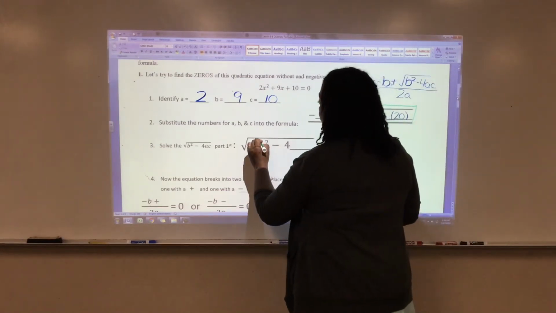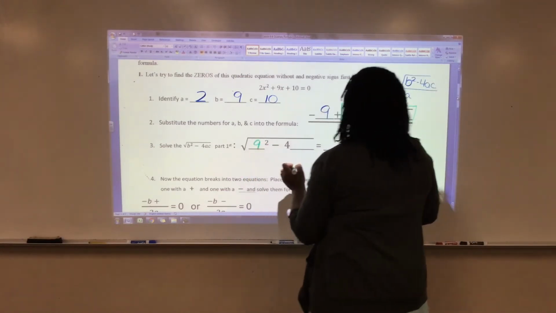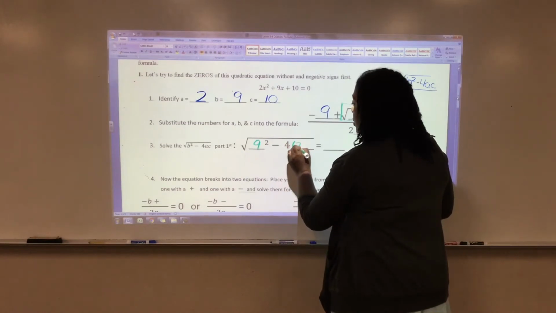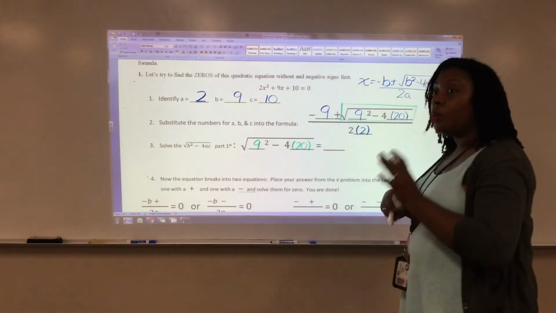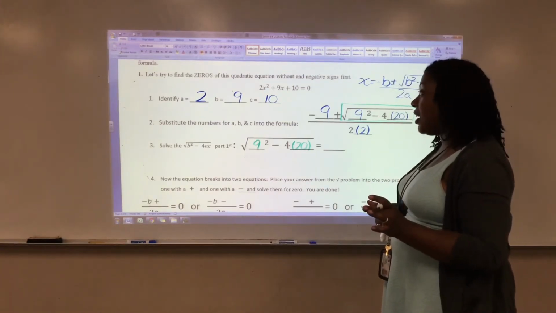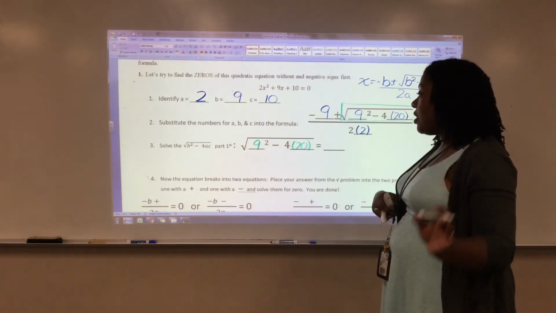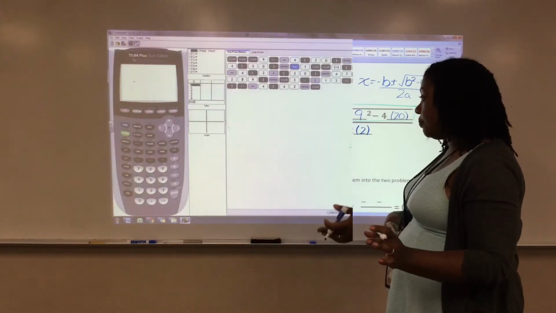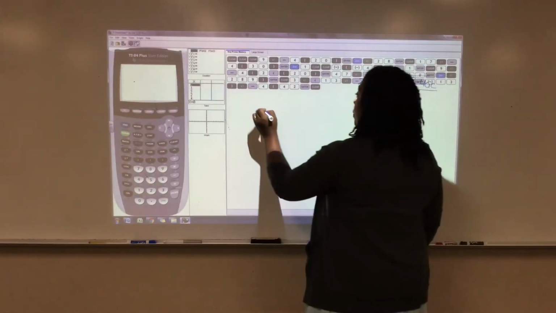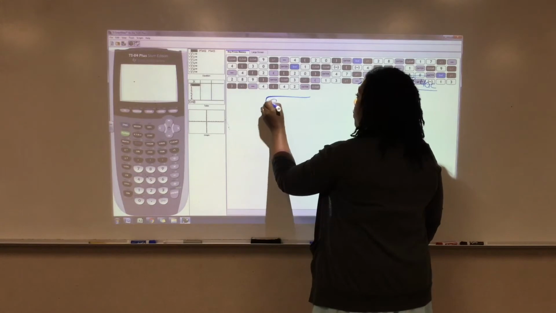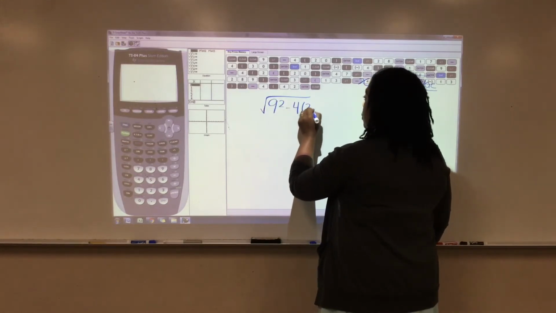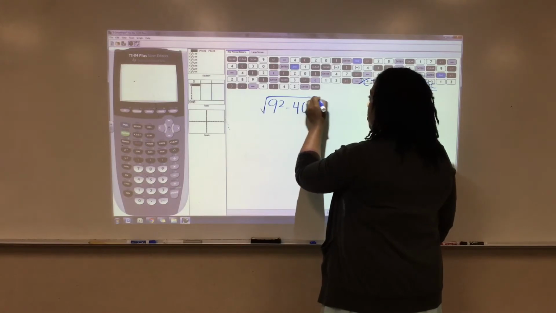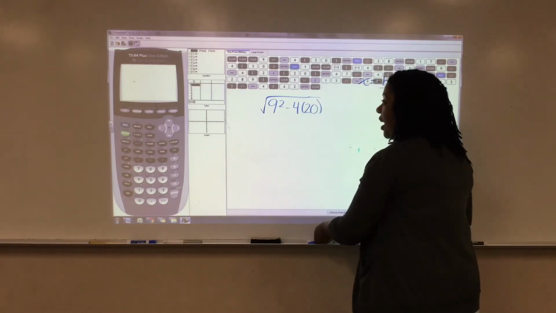So we're still going to plug in 9, and we're still going to put in parentheses 20. Currently, we will not be doing anything with the square root itself. When we simplify our square root or our discriminant, remember it was the square root of 9 squared minus 4, parentheses, 20. So the part we're going to be doing first is plugging that into the calculator.